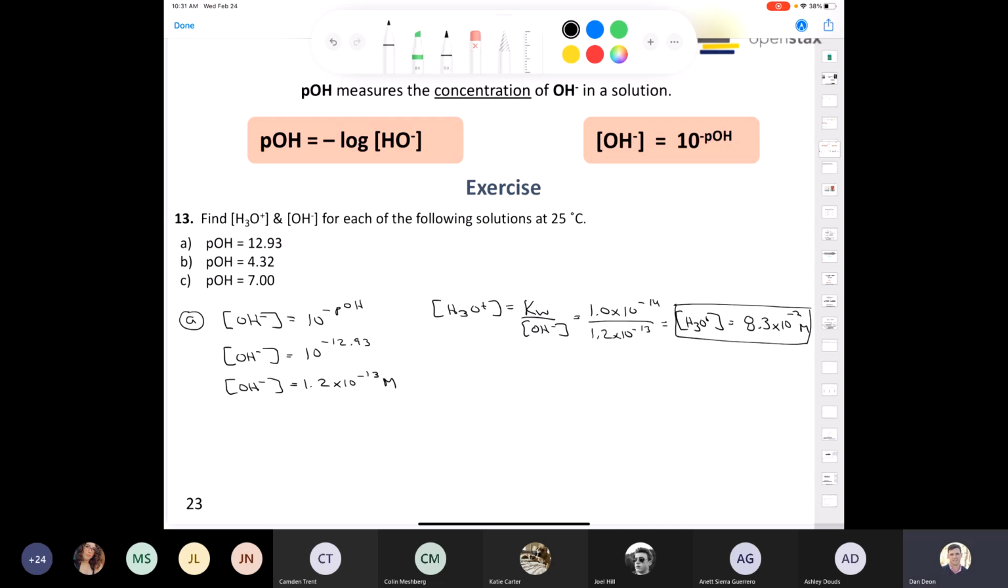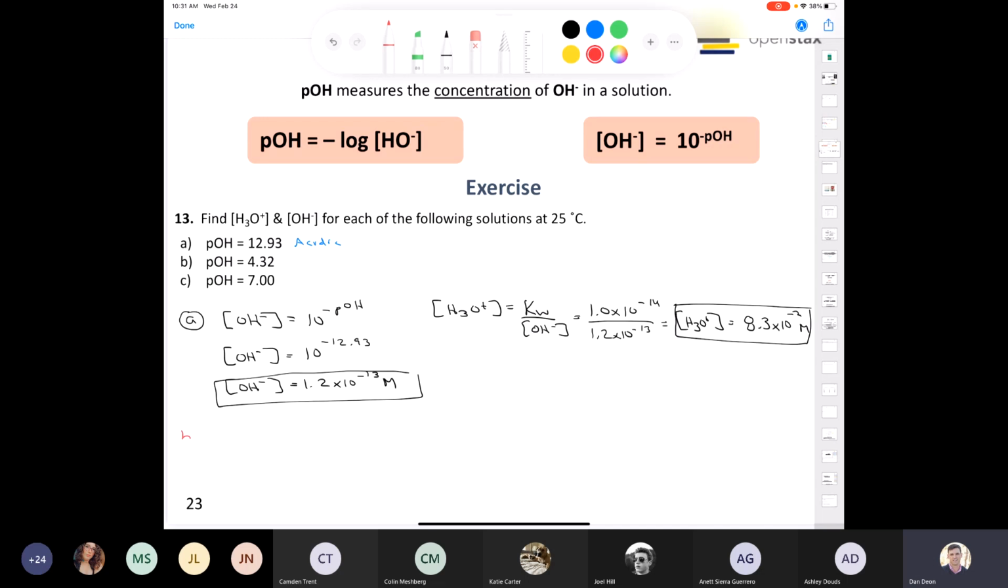Okay, there we go. All right, so we see that when we have a high pOH, we have a greater concentration of hydronium than we do hydroxide. Right, so if we have a high pOH, we have a low pH, and therefore this solution is actually an acidic solution. All right, let's give the next one, B, a quick try.